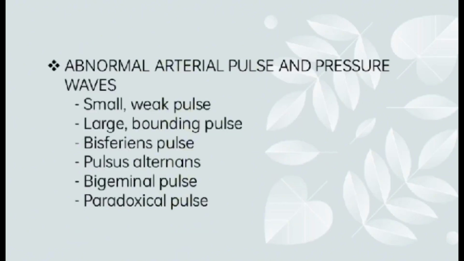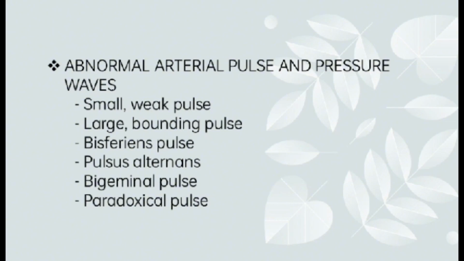Abnormal arterial pulse and pressure waves. Number one, we have slow, weak pulse. It indicates a diminished heart rate and force of contraction. Number two, we have large bounding pulse, suggest a forceful heartbeat with increased volume of blood ejected.